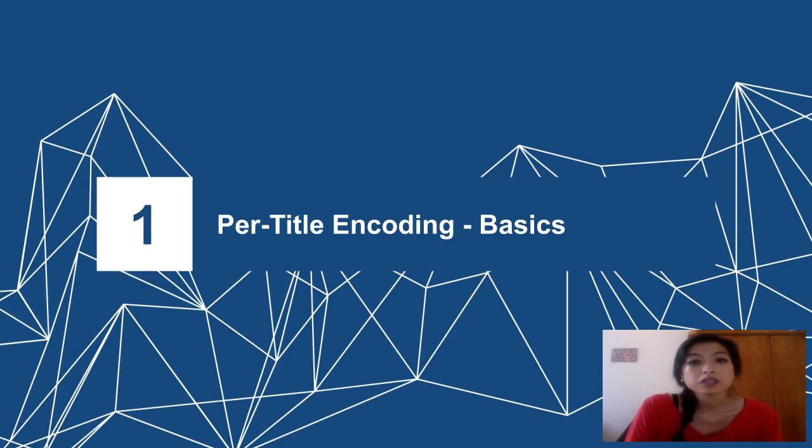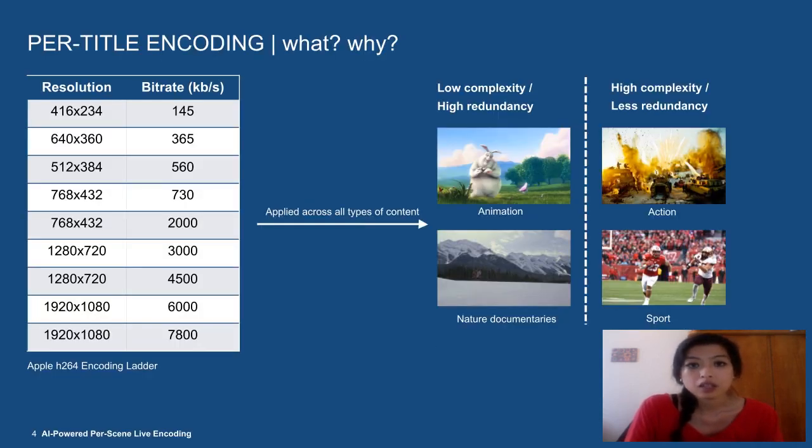For the per-title encoding section, I will provide a brief overview of per-title encoding, its differences from other encoding methods, as well as its advantages and disadvantages. In a standard encoding ladder, bitrate resolution pairs are fixed and the same encoding settings are applied across all types of videos. For example, with the Apple H.264 encoding ladder, a 1080p video would be encoded with 7800 kilobits per second.